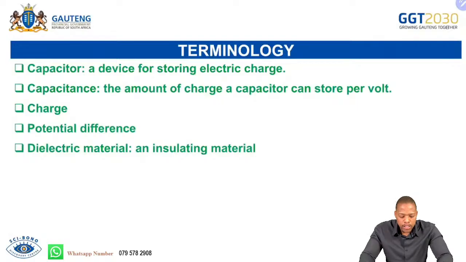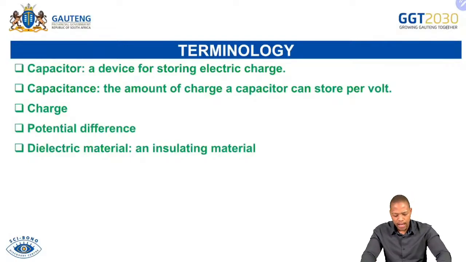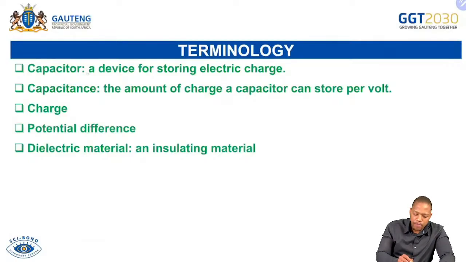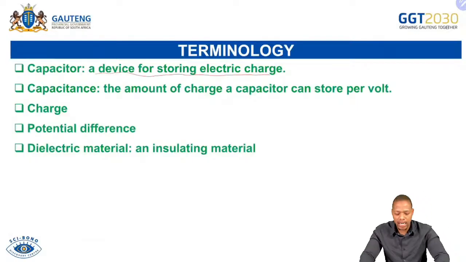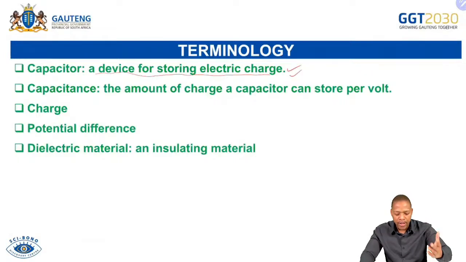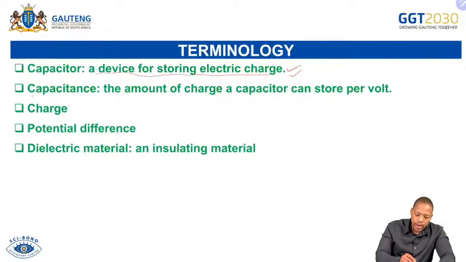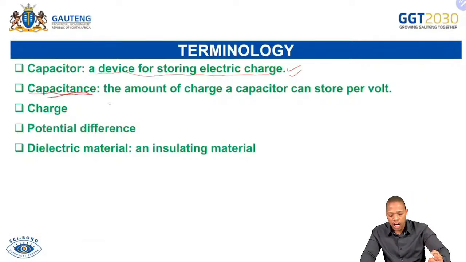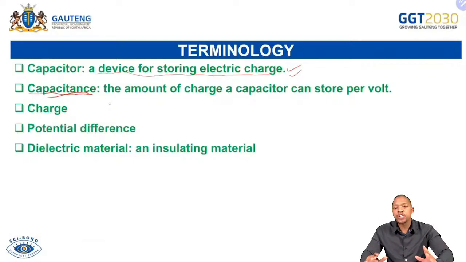All right, so the terminology for today, it's not a lot. Like I said, there's a limited number of questions that even the examiner can ask here. Our terminology here would be a capacitor, which would say is a device for storing electrical charge. This is actually the definition of a capacitor, a device for storing electrical charge. Okay, and then we must know capacitance. Capacitance is the amount of charge a capacitor can store per volt. Okay, the amount of charge a capacitor can store per volt. These ones we need to know their definitions.